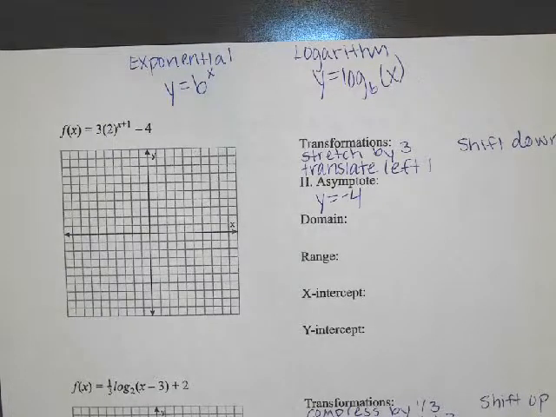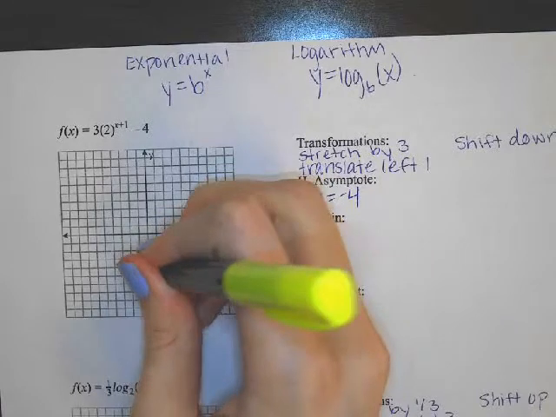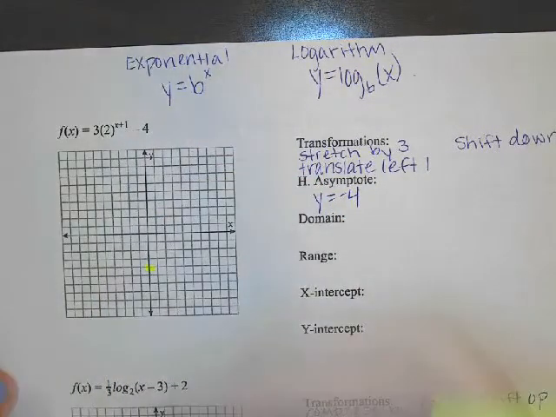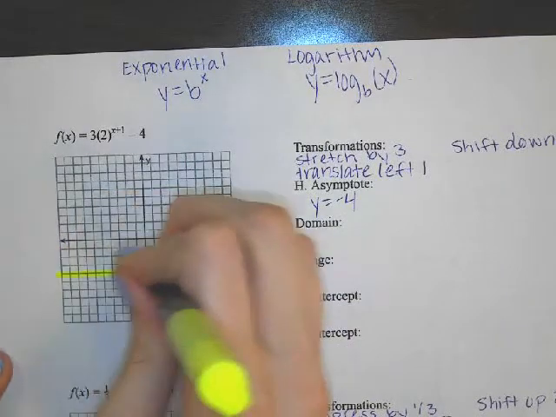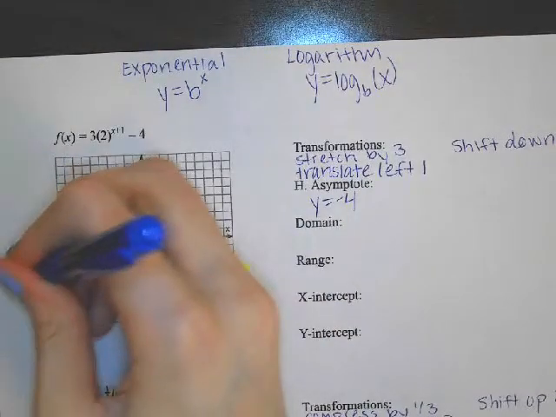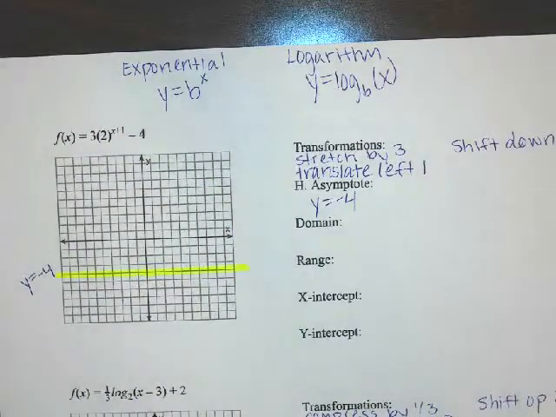I go to -4 on the y-axis, 1, 2, 3, 4, and I draw a line going through it. The only way to go through just -4 would be this way. That's y equals -4. Good there. Okay, now we can graph the rest of the values.